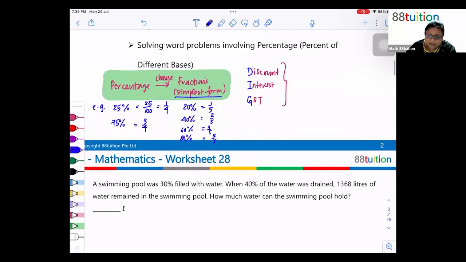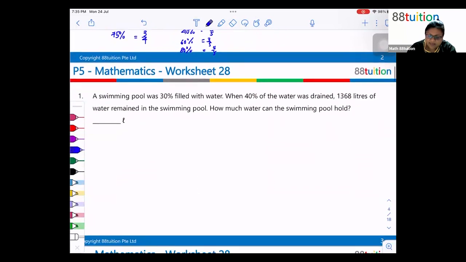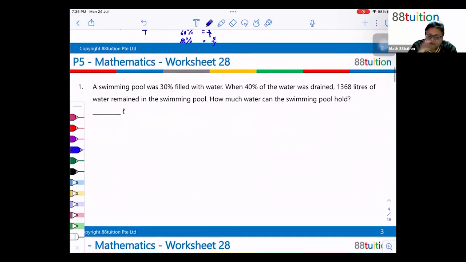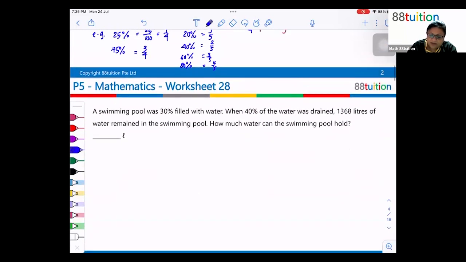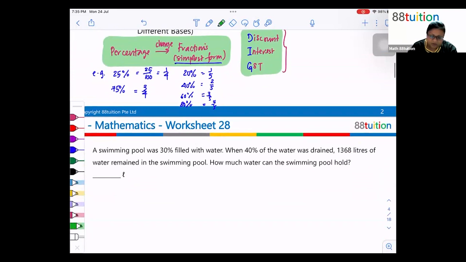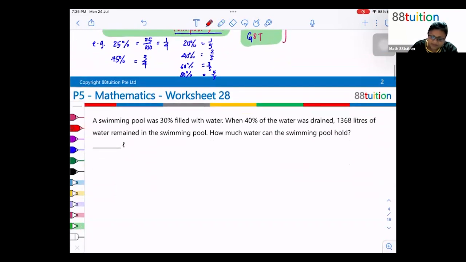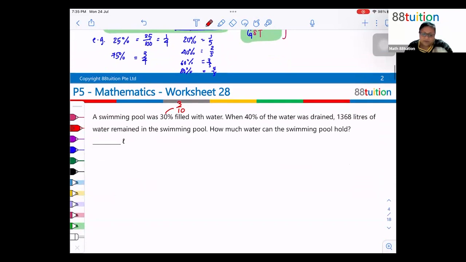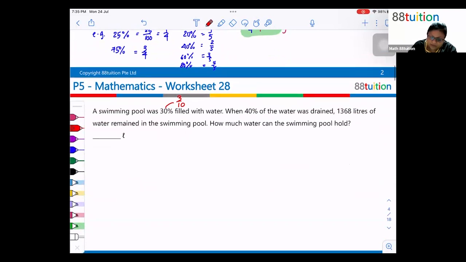So let's take a look at the first question. It says here, a swimming pool was 30% filled. Now, as long as it doesn't belong to this category, I can change, right? So I will change this 30% to 3/10. A swimming pool was 3/10 filled with water, okay? So it is filled 3/10 of total.